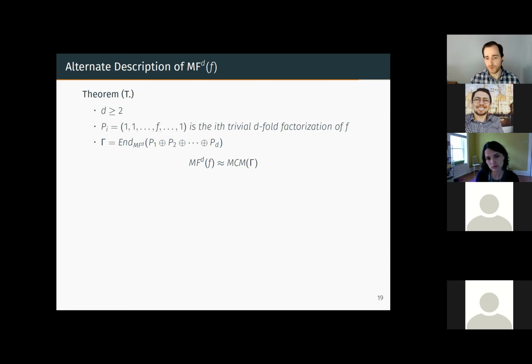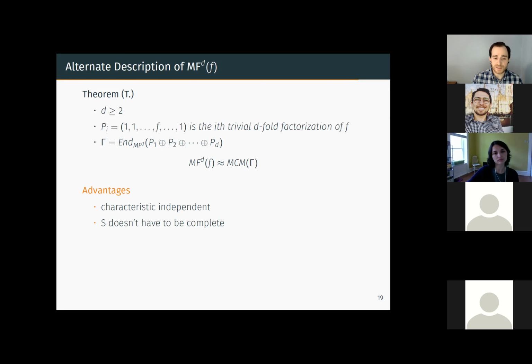Again, what do the maximal Cohen-Macaulay modules over a non-commutative ring look like? It's again the gamma modules which are free over S. You can write down a pretty explicit equivalence here. It's a little bit complicated and messy because you have these D-tuples of matrices, but it's pretty cool. And so the slight advantage, I'm not claiming much, is that it is characteristic independent. And also, before I mentioned that S really did need to be complete for a lot of the things I was saying, and here S doesn't have to be complete if it doesn't want to be. Okay.